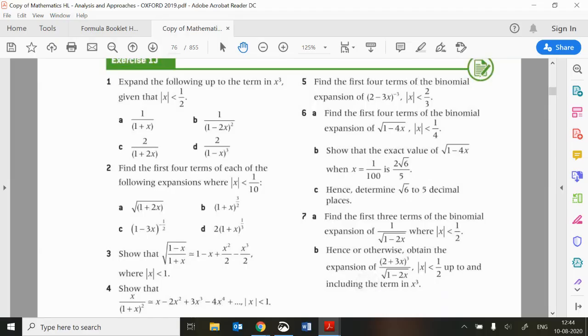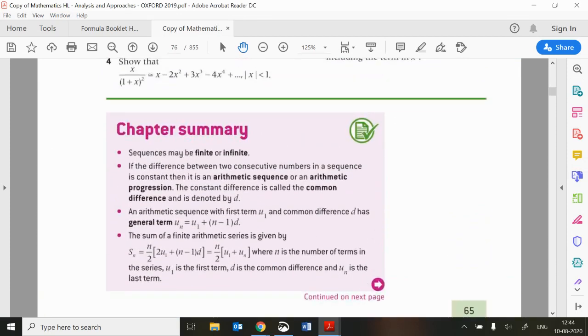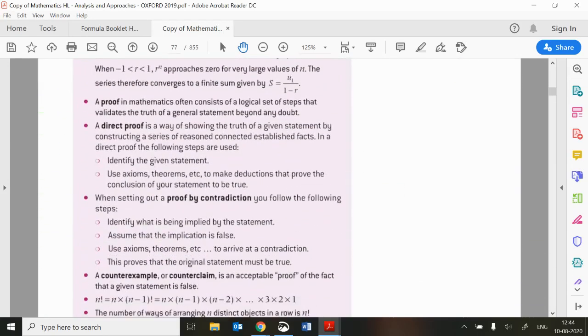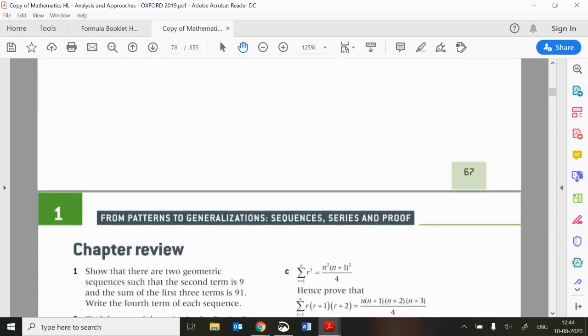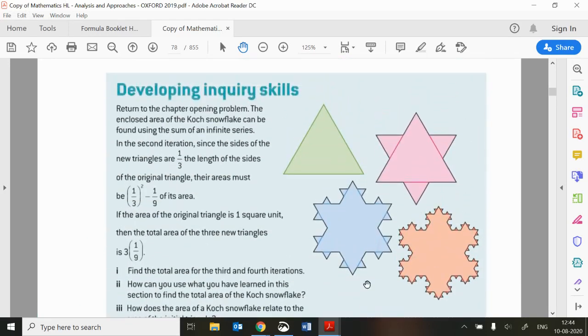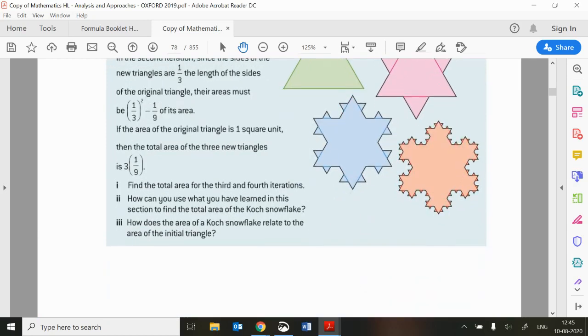That is actually the end of this chapter. You've got the chapter summary in this excellent Oxford HL AA book. So you've got the chapter summary here, a ton of stuff that we've covered, and a little bit of extra. They're always chucking in extra things here, little investigations. Maybe some of these investigations could turn into IAs, your coursework, your internal assessments.